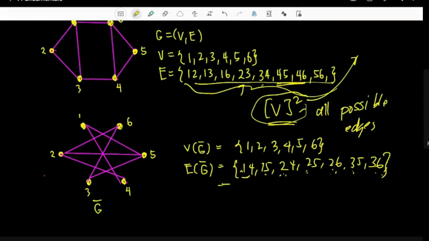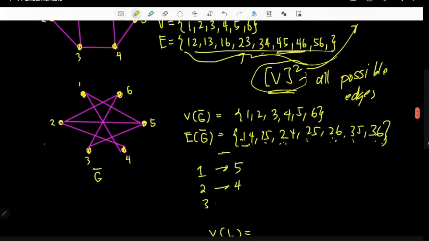Kanina, umpisa niyo sa 1. Ano ba mga possible connection sa 1? Ilan ang possibly connected sa 1? Ilan ang edge na nako-connect kay 1? 5 po. Very good. Connected 5. How about kay 2? Yung hindi pa nabibilang kay 1. Ilan na lang ang natitirang nakakonect kay 2? 4 po. 4 na lang, kasi yung isa nakakonect na kay 1. Diba? 3. Yan na nakakonect kay 3 na hindi pa nakakonect kay 1 tsaka kay 2.